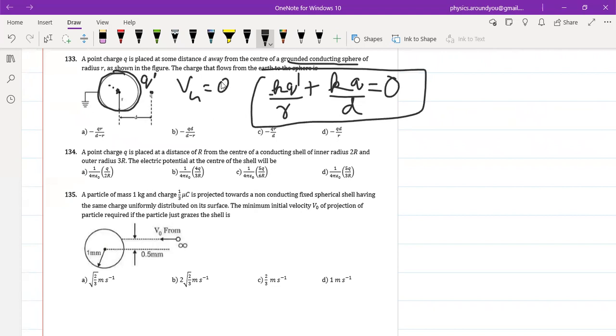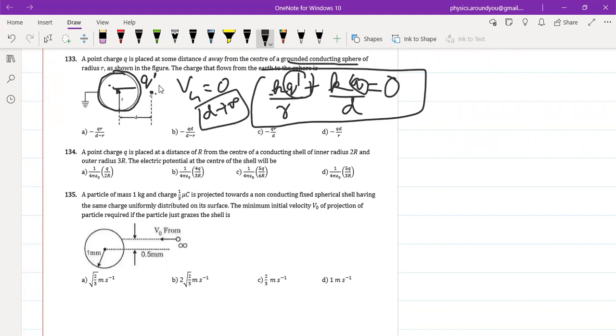Superposition principle. If the charge q dash is there on the sphere, potential due to q dash is kq dash by r. Potential due to q is kq by d. Sum of those two equal to zero. Now you get a relation between q dash and q, and that is your option. So how to make this question easy? We can make this question easy by thinking of what will happen if d tends to infinity.